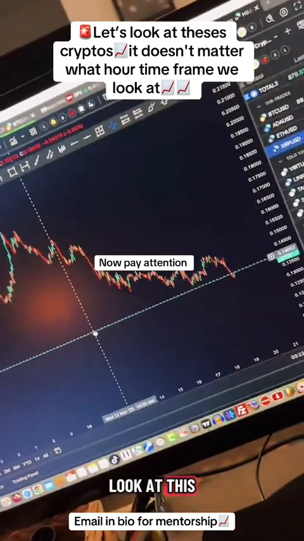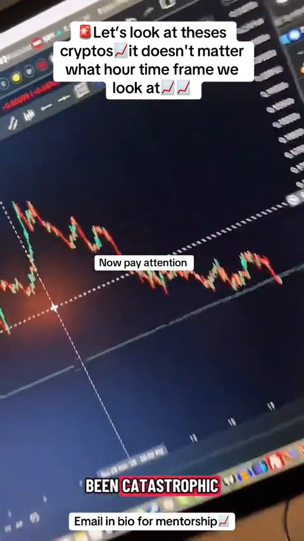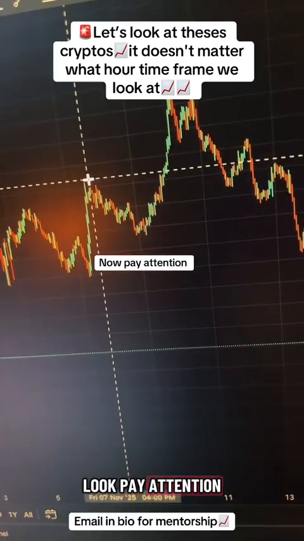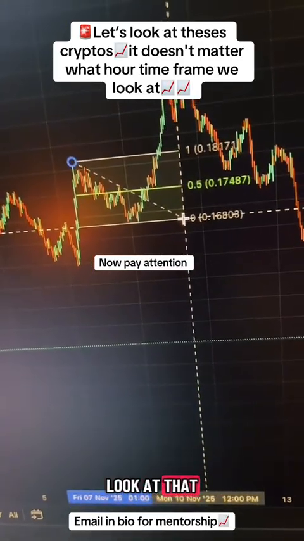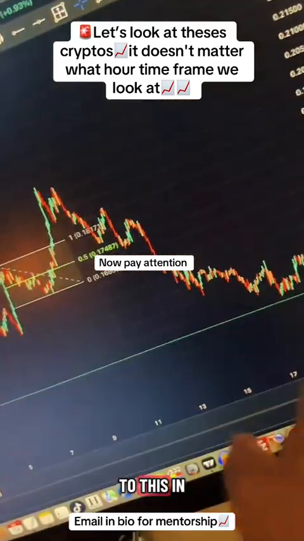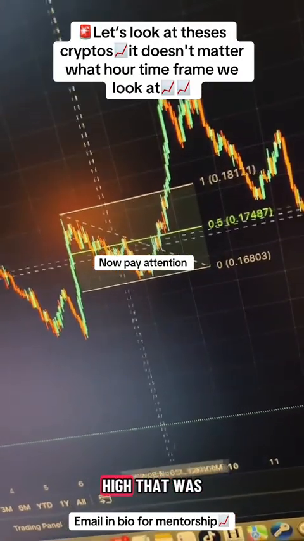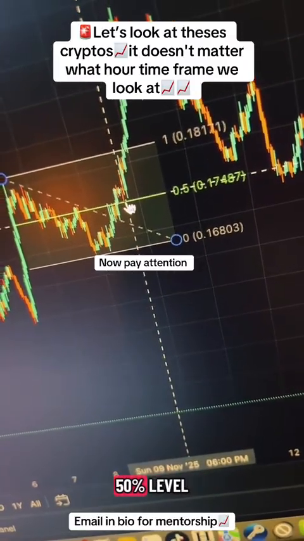Look at this. Yikes. This whole move right here has been catastrophic. Pay attention: this was the high, this was the low. I first need to show you this action. That was your high, that was your low. Look, rejection at 50%, then support on the 50% level.